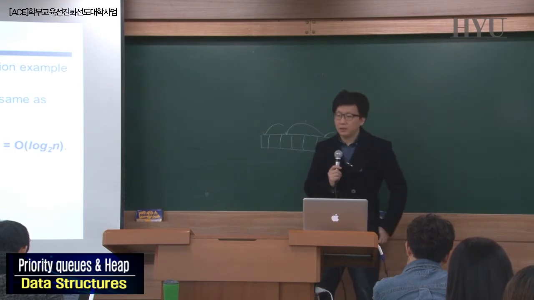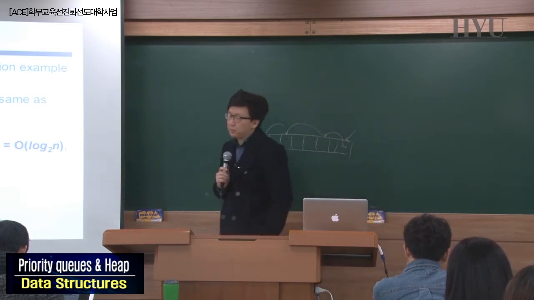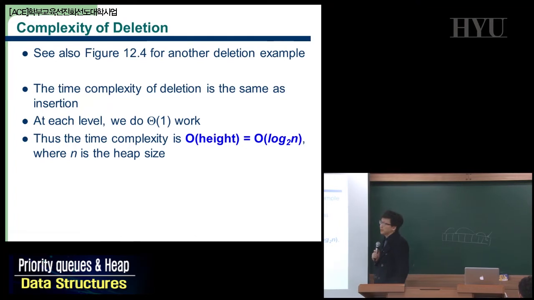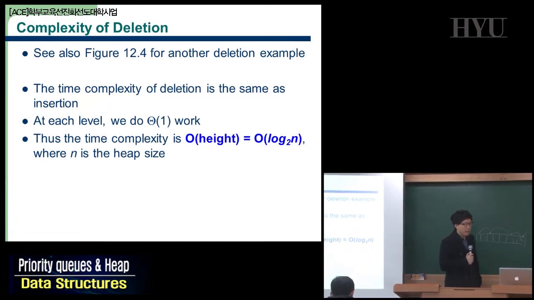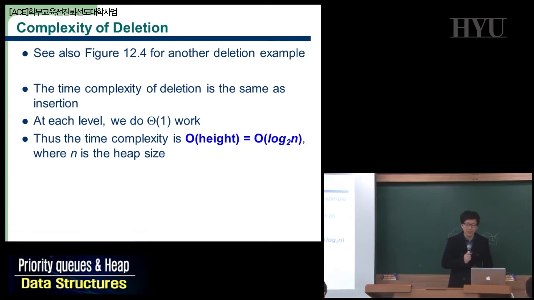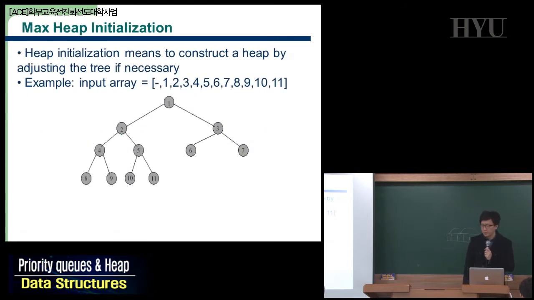So thus, the time complexity is order of height, which is equal to big O of log n, where n is the heap size, the total number of elements in it. 다 했네. You're done with heap. There's nothing to do more. After this is just a repeat, giving another example of the heap, and just make sure you know how to create a heap. That's probably it.